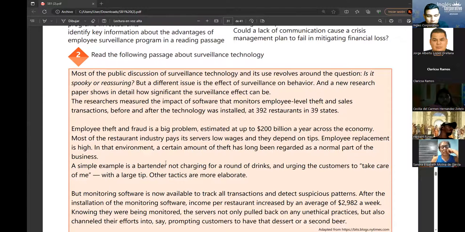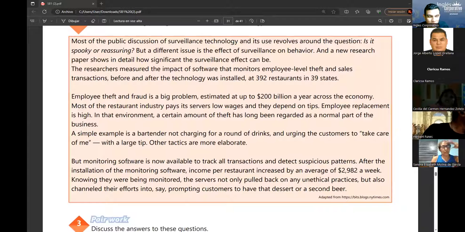Other tactics are more elaborate, but monitoring software is now available to track all transactions and detect suspicious patterns. After the installation of the monitoring software, income per restaurant increased by an average of $2,982 a week. Now, when they were being monitored, the servers not only pulled back on any unethical practices, but also channeled their effort into, say, promoting to the customer to have that dessert or a second beer. Okay, that was the reading that we had last class.